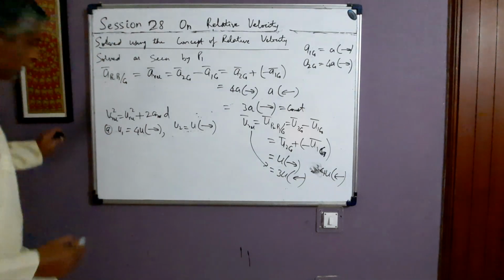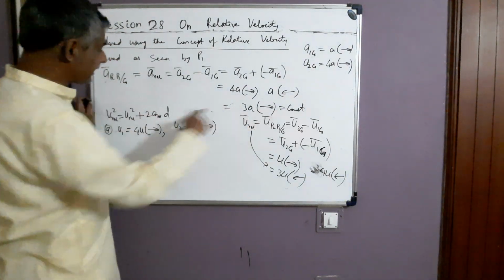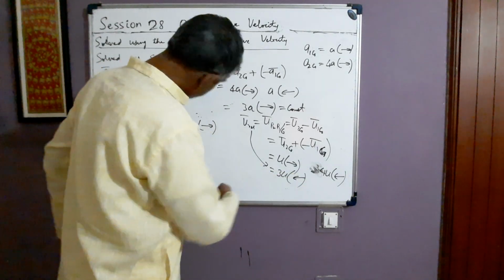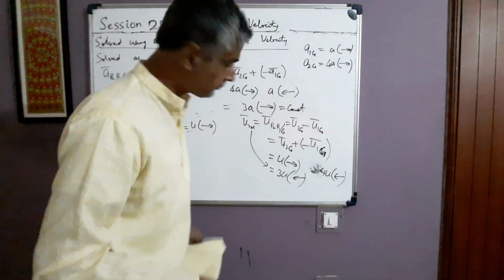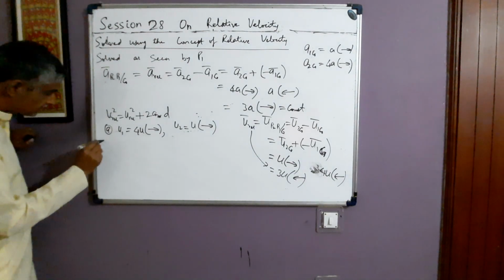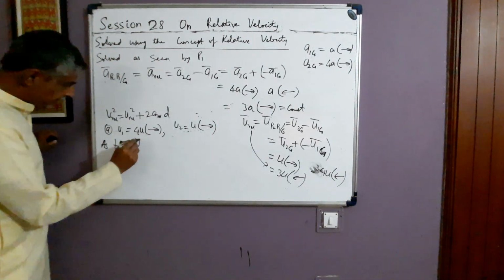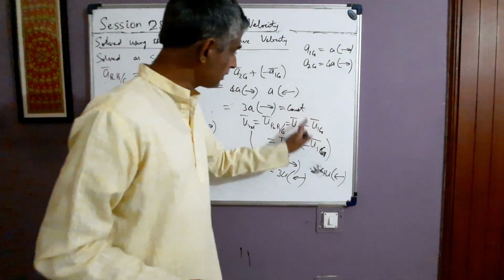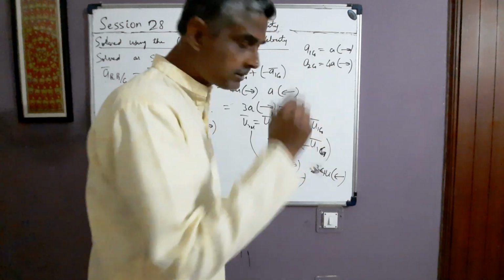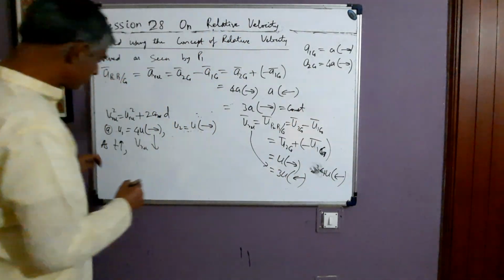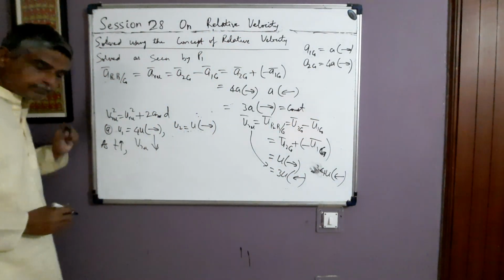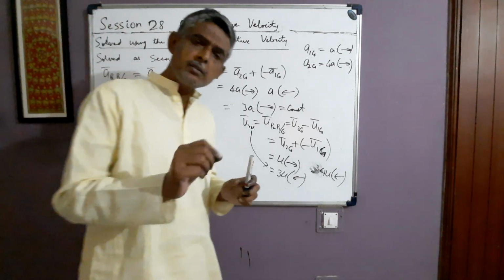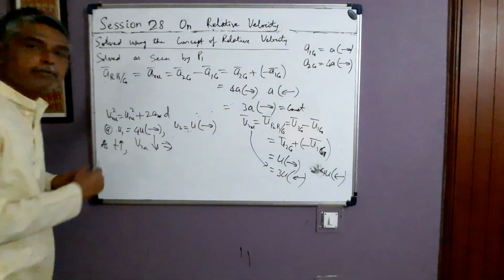Fine. So A relative is how much? A relative is 3A rightward, constant. U relative is 3U leftward. Now see, U relative is in leftward direction, A relative is in rightward direction, opposite direction. So this will mean that as time advances, V relative speed between these 2 points decreases. Why? Because U relative and A relative are in opposite directions. So as time advances, V relative will go on decreasing. This may mean that when P2 has covered certain distance D with respect to P1, V relative will vanish.